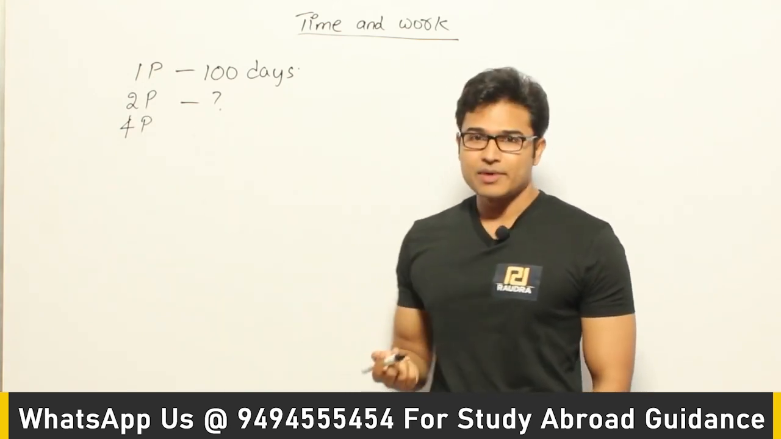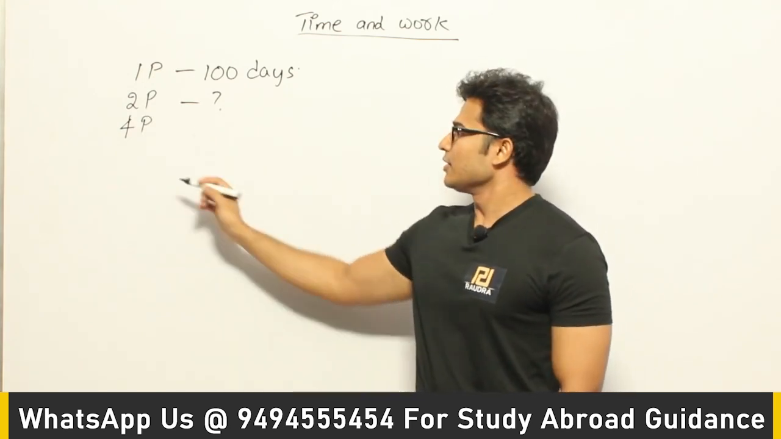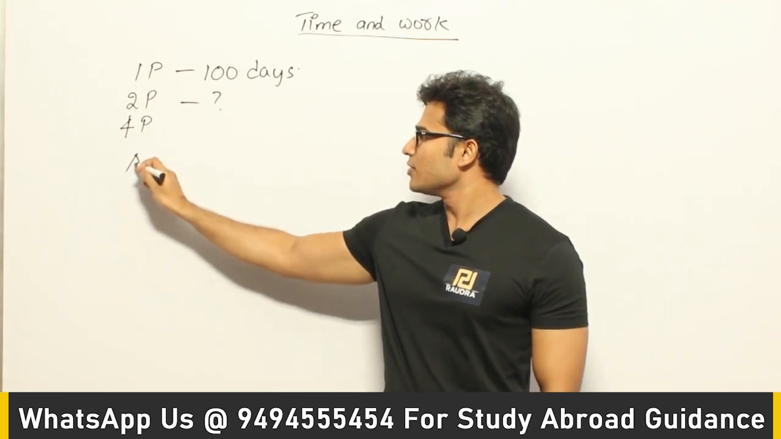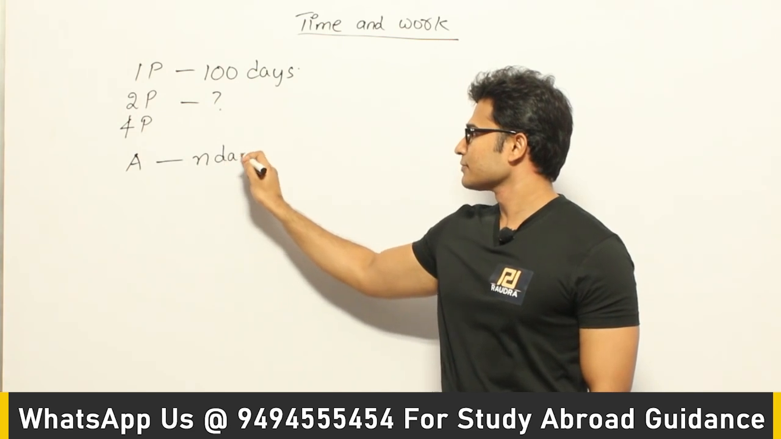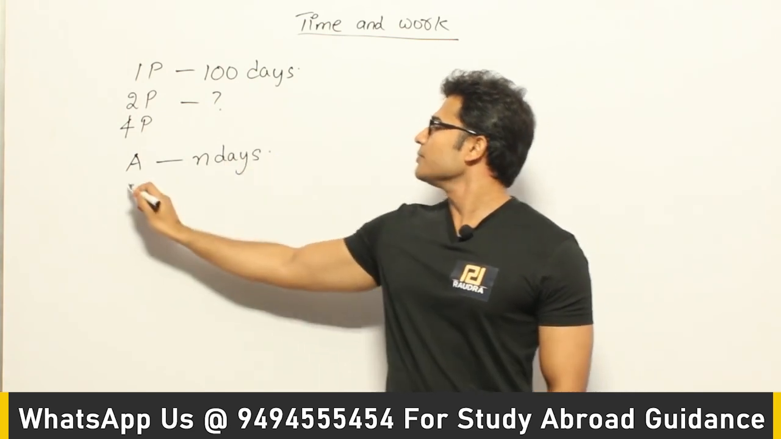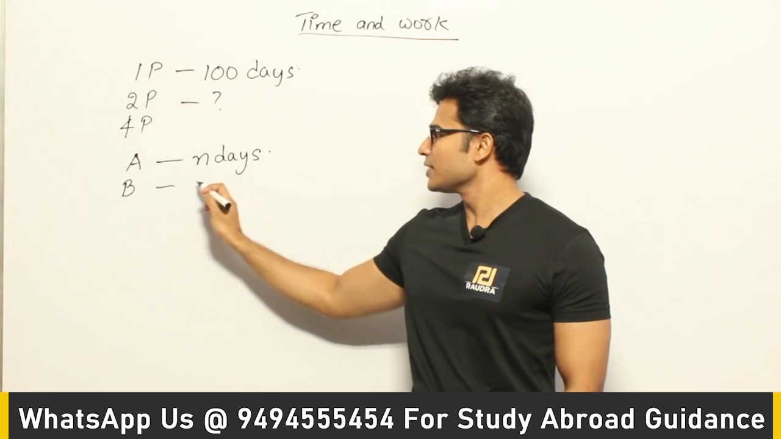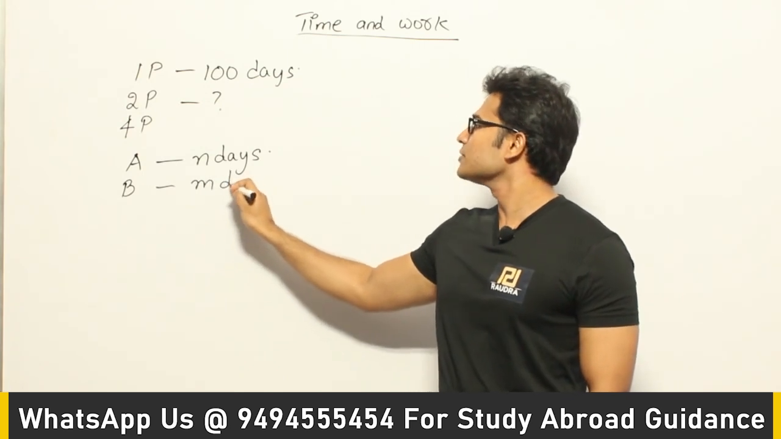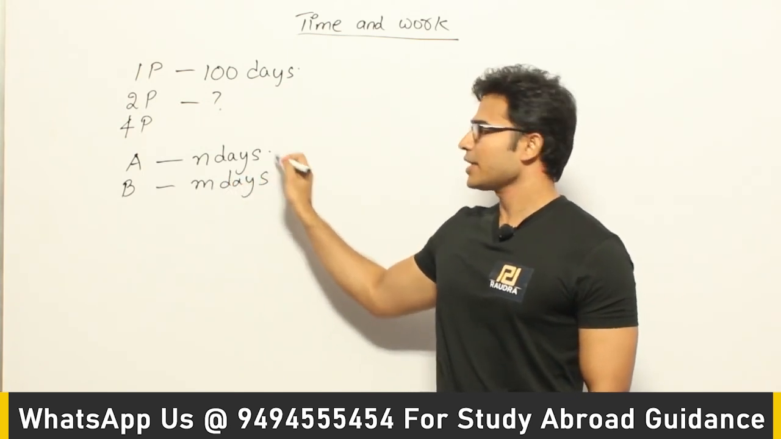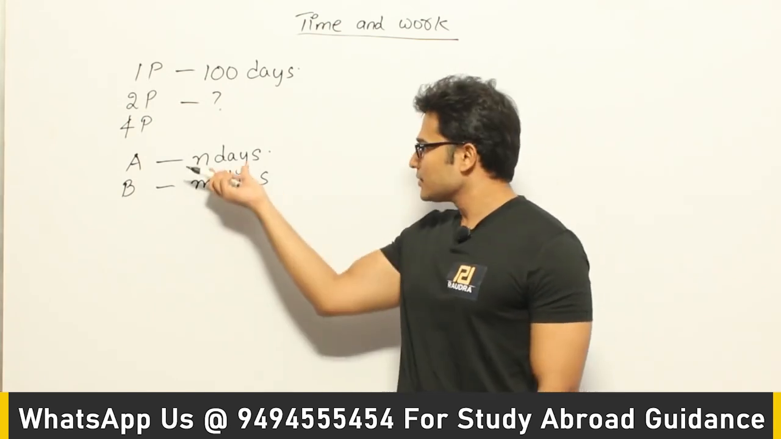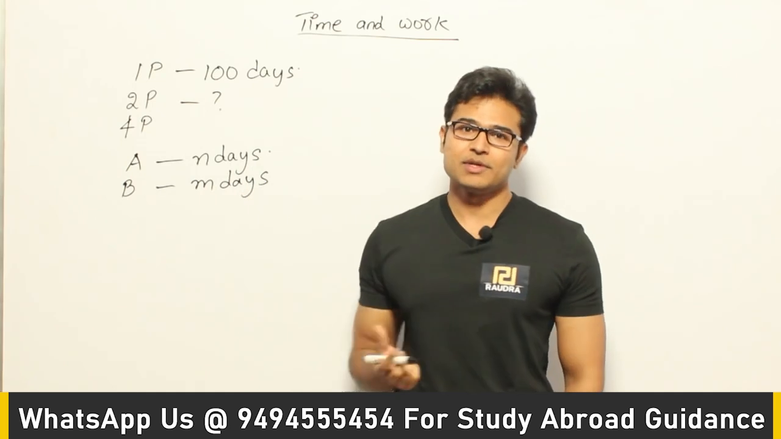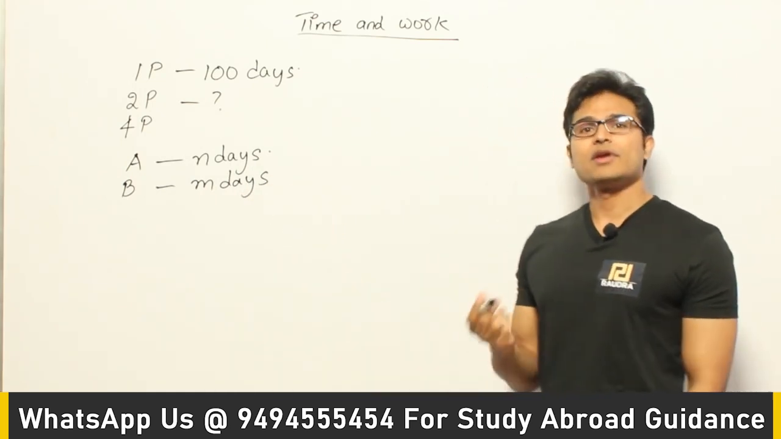Another kind of question they might ask is, they'll say that person A will be able to finish some work in n days, and person B will be able to finish the same work in m days. So what does it mean? Both have different capabilities, right? If they are trying to finish the same work, and person A takes n days and person B takes m days, then obviously both have different capabilities.